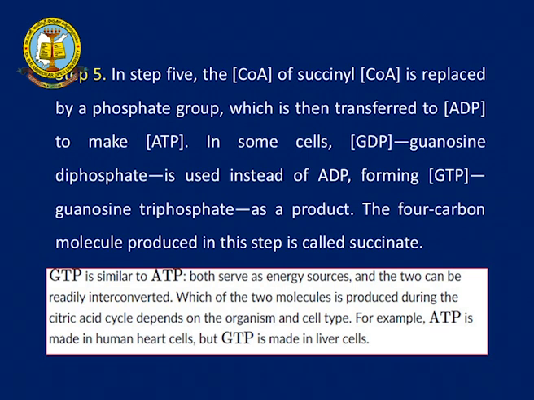GTP is similar to ATP, both serve as energy sources, and the two can be interconverted. Which of the two molecules is produced during the citric acid cycle depends on the organism or cell type. ATP is made in human heart cells, but GTP is made in liver cells. In different cells, there are different steps in the citric acid cycle.